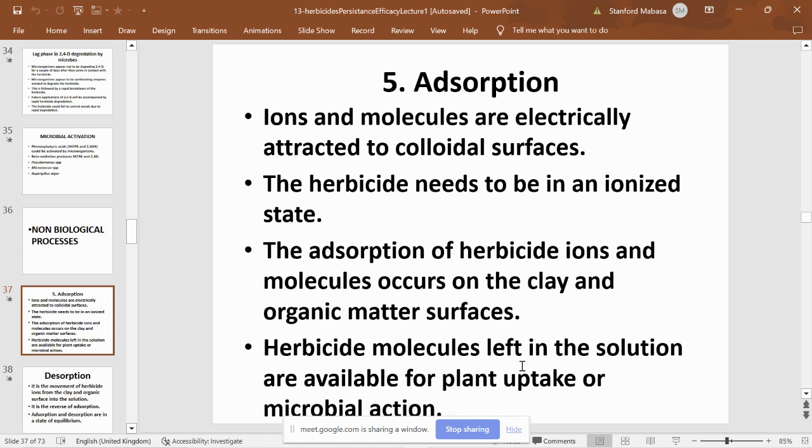In Zimbabwe, we use clay content. In other countries like Europe, US, and other temperate countries, Russia, and so on, they use organic matter to adjust their dosages. Because these two, organic matter and the clay minerals, adsorb the herbicide after application.